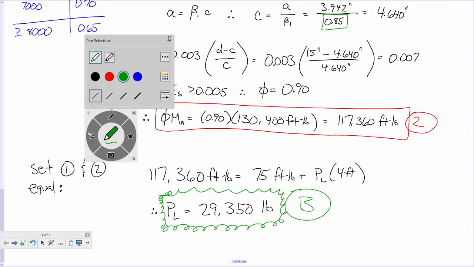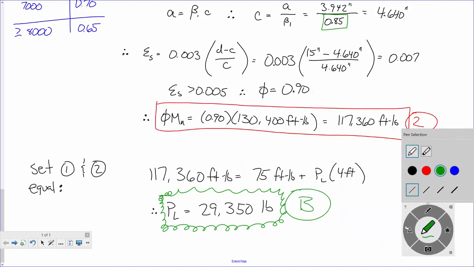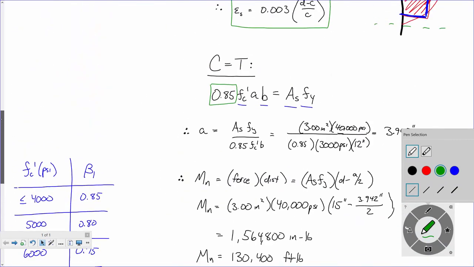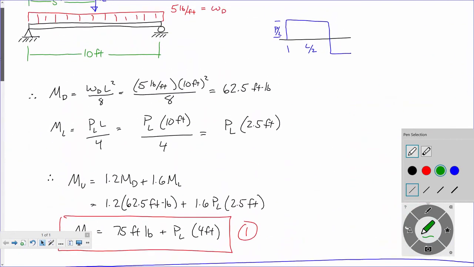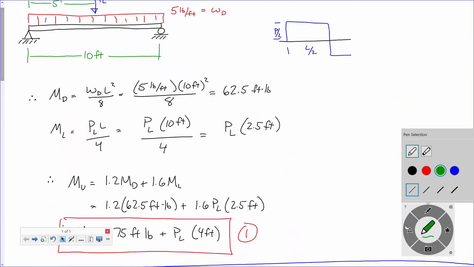Oh, here, let me move this out of the way. Equation 1 was when we did the analysis of the beam to get an expression for how much moment was on it. And then all that we did just now was how strong it is.